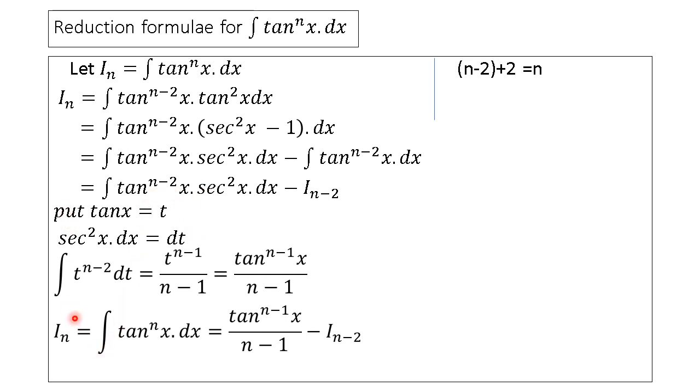Therefore, on the LHS I_n is equal to tan to the power n minus 1 x divided by n minus 1, minus I_n minus 2 as it is. This is the reduction formula for integration of tan to the power n x into dx. That is, tan to the power n minus 1 x divided by n minus 1 minus I_n minus 2.